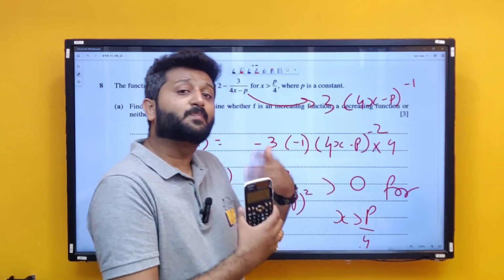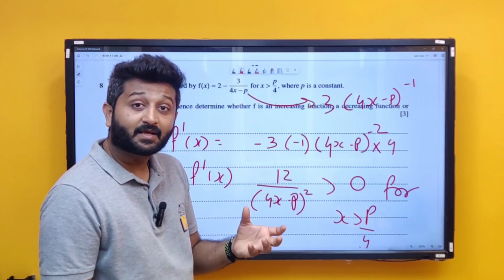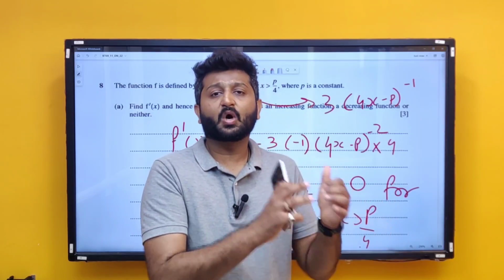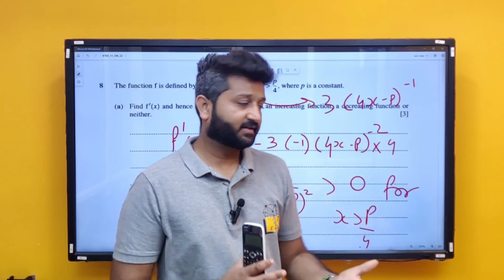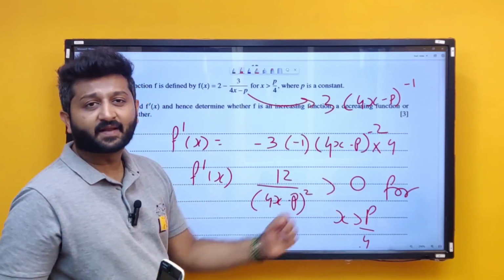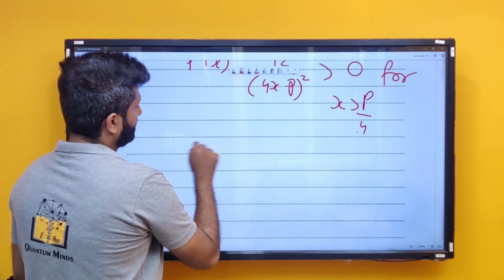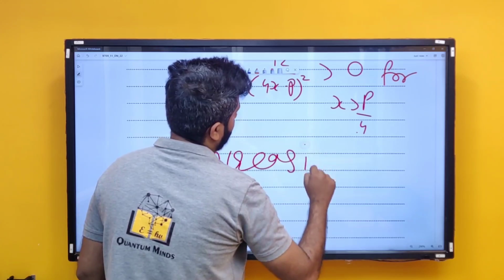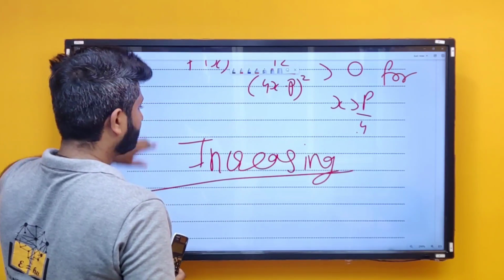Let's say a value which is p, right? So 4p minus p is 3p. Now this is a square, so whatever answer you get, it will always be squared, which will make it positive. Thus, the gradient is always greater than 0. Therefore, the function is an increasing function, right? The function is increasing.